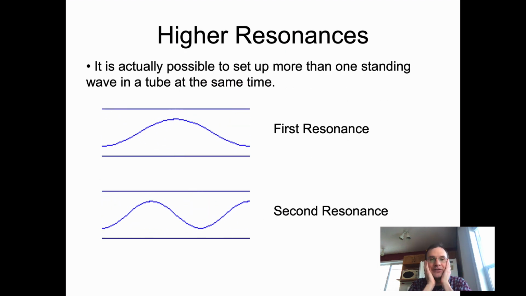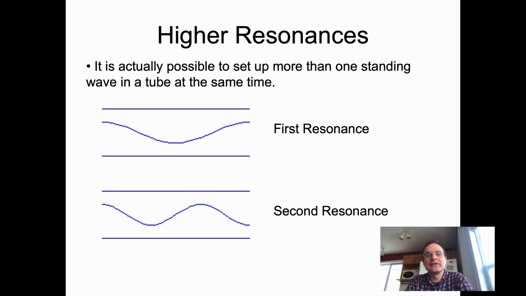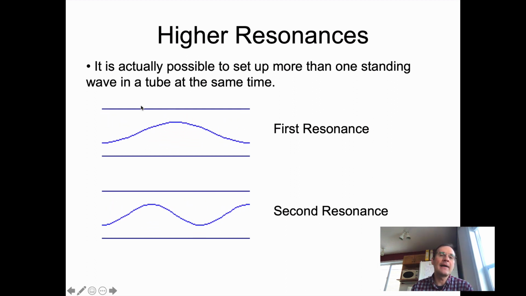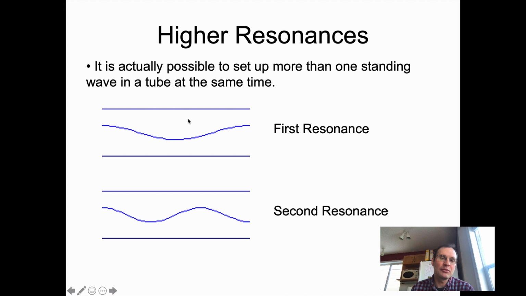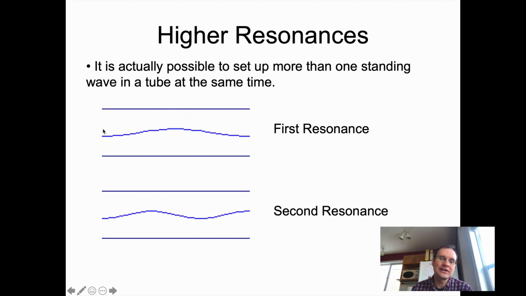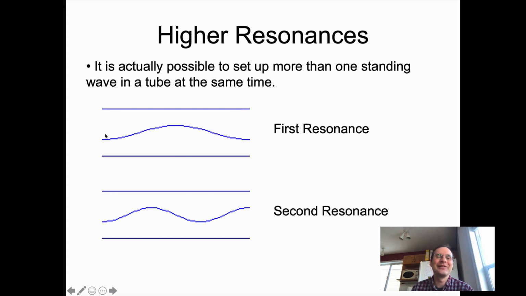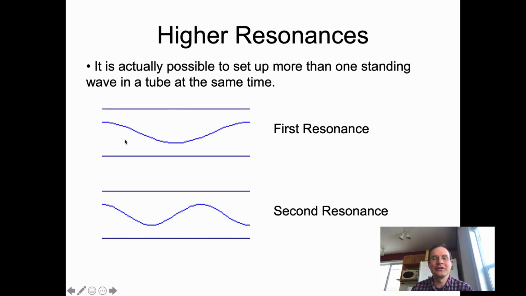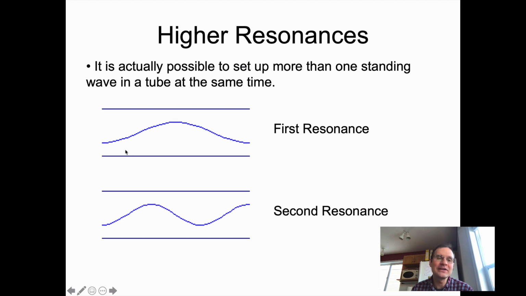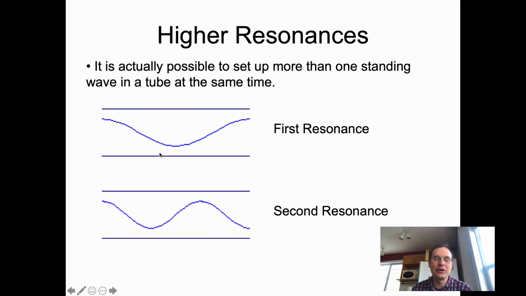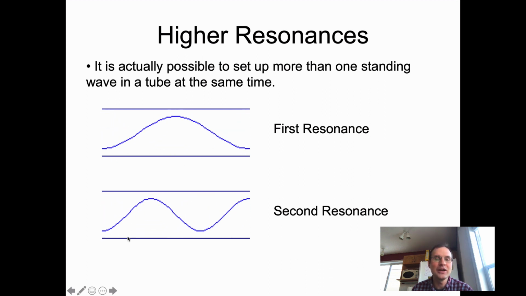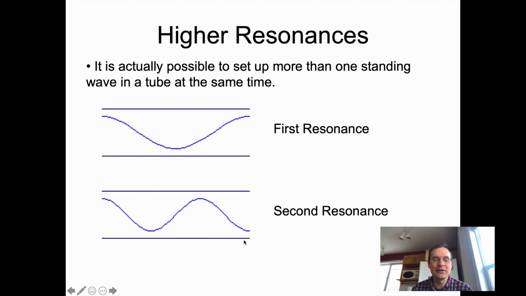So it's possible to set up more than one standing wave in a tube at the same time. And when I do that, basically to get more than one resonance, all that I need to hold constant is what's happening here at the end where I have the loudspeaker. This is what it looks like if I have what's called the first resonance, or the lower frequency resonance. This is the alternation between high and low pressure I get at different points in the tube. If I have a second resonance, it might look like this.